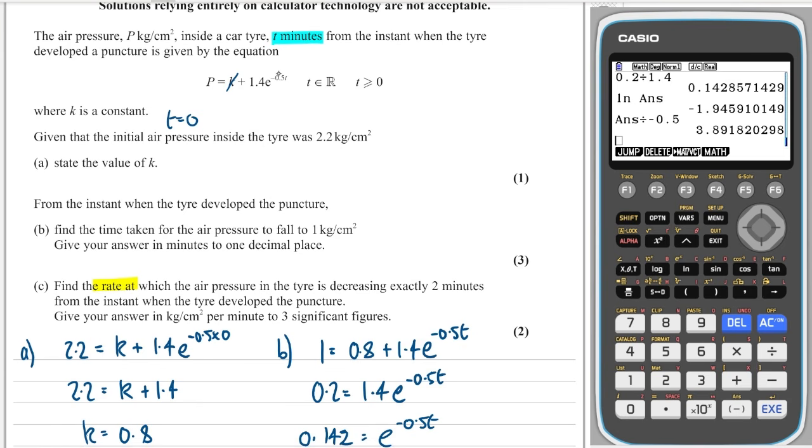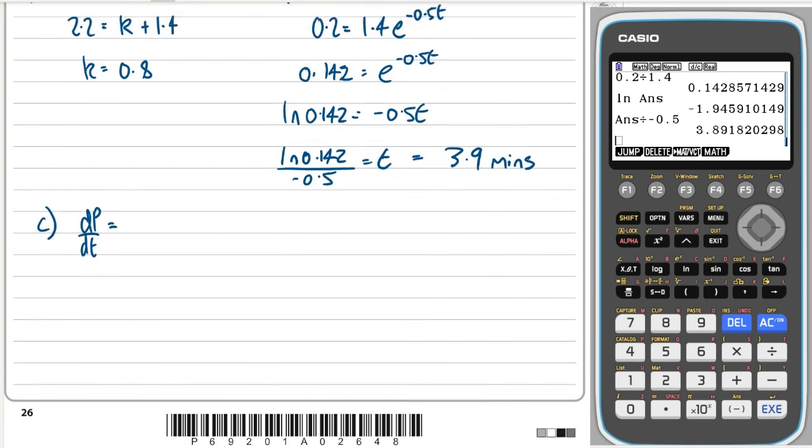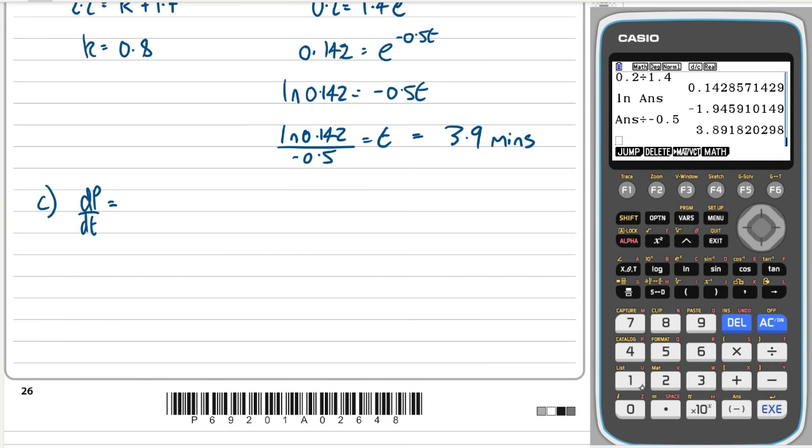When I differentiate an e function, I take the derivative of the input and I multiply that by the coefficient. So that means I need to times 1.4 by minus 0.5. So 1.4 times minus 0.5 gives me minus 0.7, and then e, and then the input stays the same, because when you differentiate an e function, it stays the same. And we wanted to know what that is when t is equal to 2.